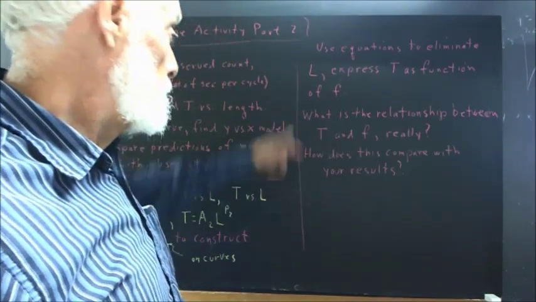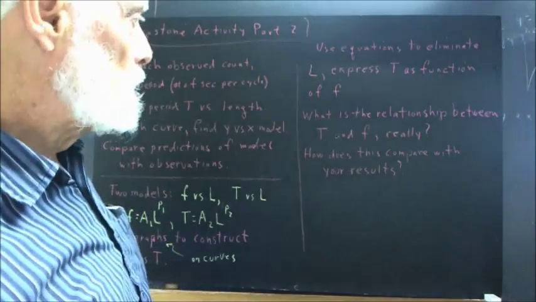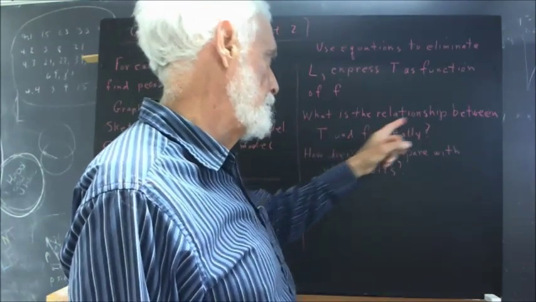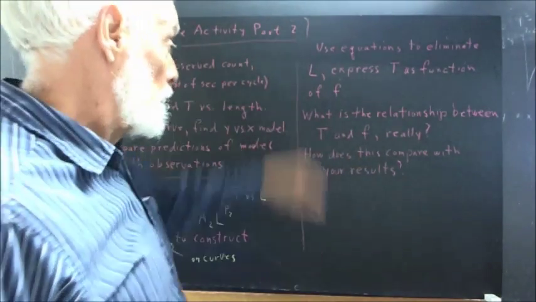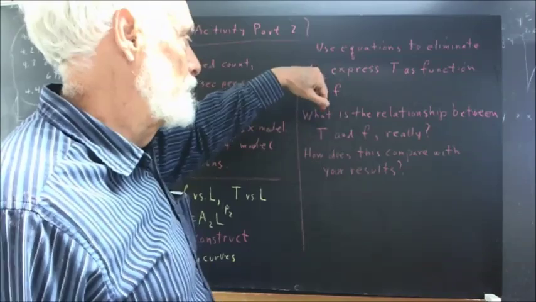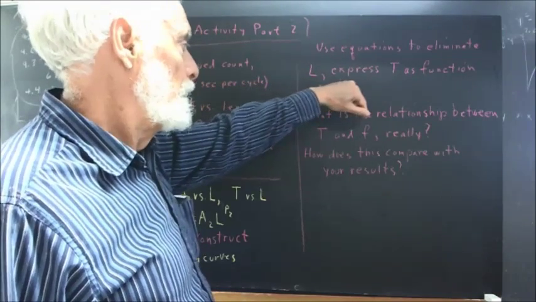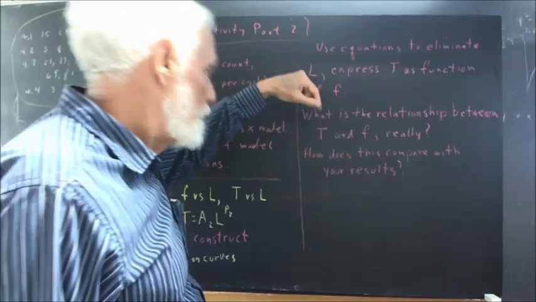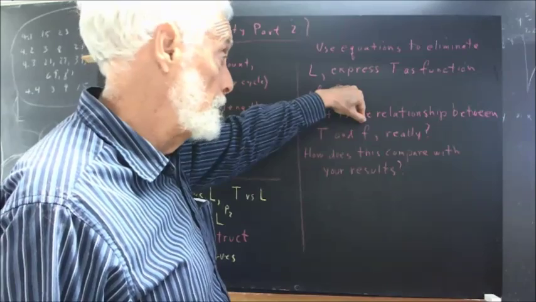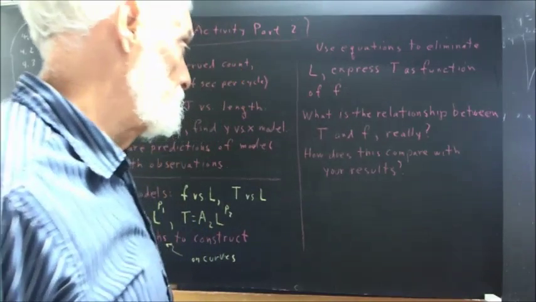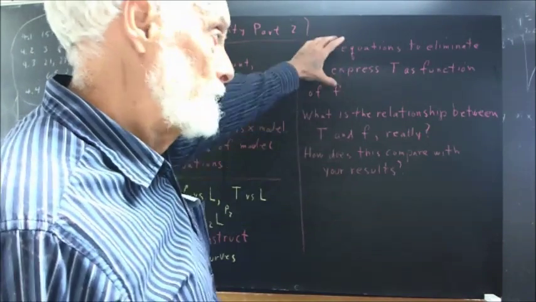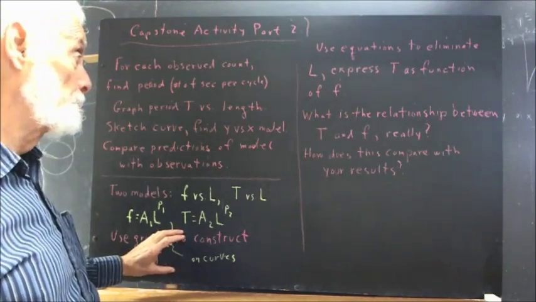Okay, then, the question I ask: what is the actual relationship between T and F? Really, how is the period related to the frequency? How is the number of cycles per second related to the number of seconds required per cycle, related to the number of cycles you count in a minute? What really is the relationship? And how does this real relationship compare with what you got here and what you got here?